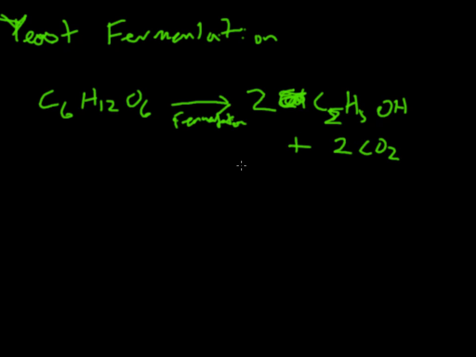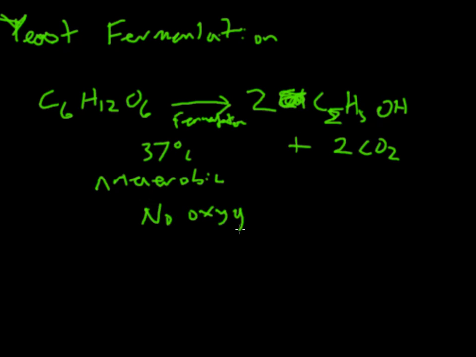So that's fermentation. What are the key points? The optimum temperature for yeast fermentation is 37 degrees. It should be done anaerobically. So anaerobic fermentation, that means no oxygen. Those are the conditions that we want to carry it out at.